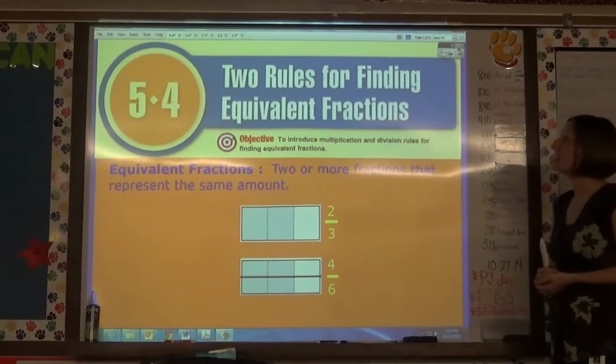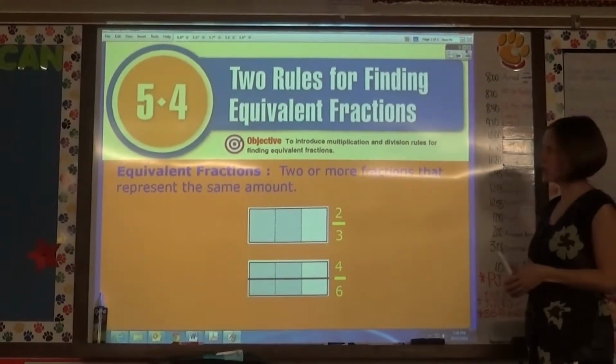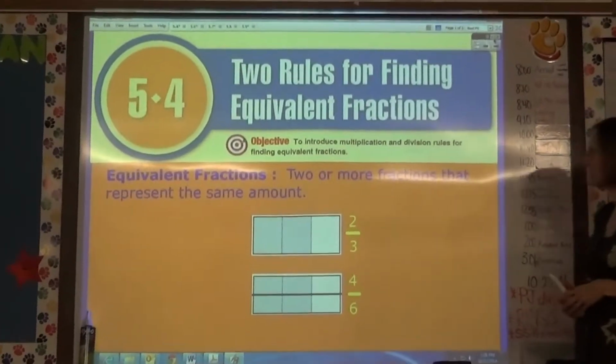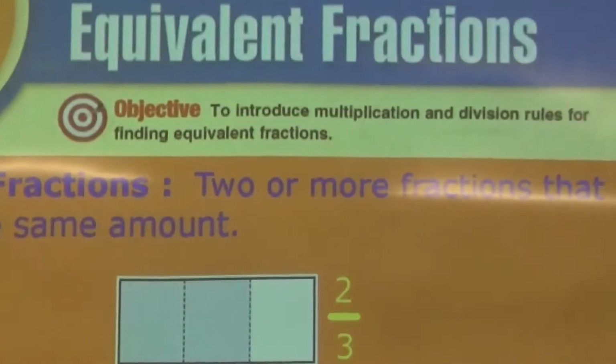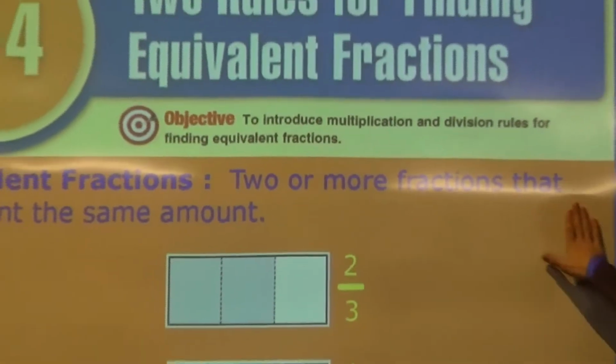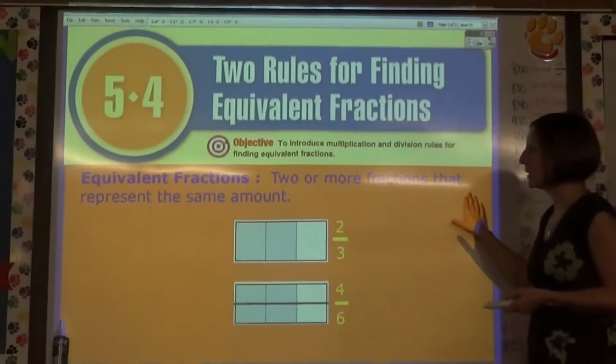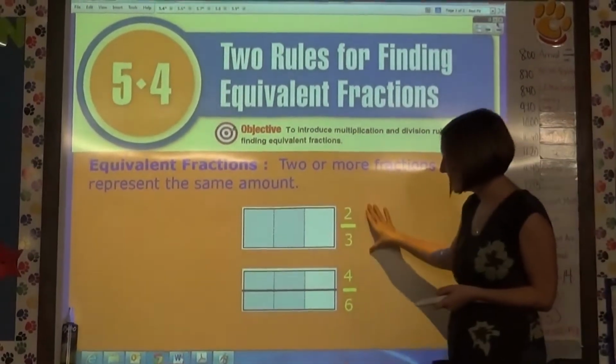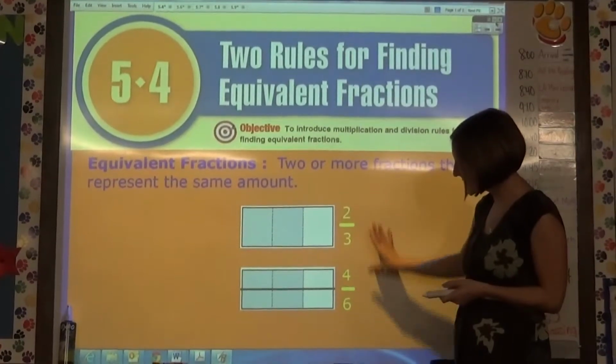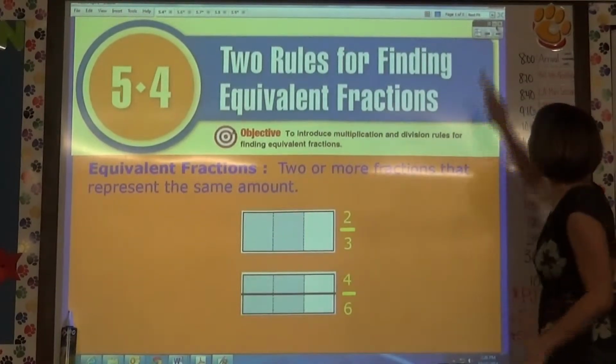Lesson 5.4 is 2 rules for finding equivalent fractions. The objective is to introduce multiplication and division rules for finding equivalent fractions. So equivalent fractions are 2 or more fractions that represent the same amount. You can see that in these rectangles. 2/3 is the same as 4/6.